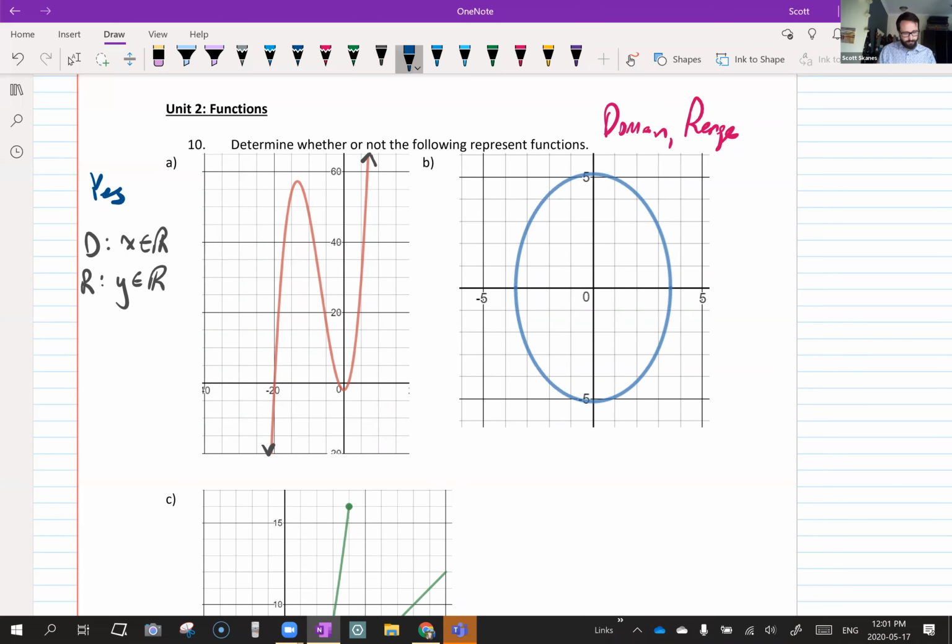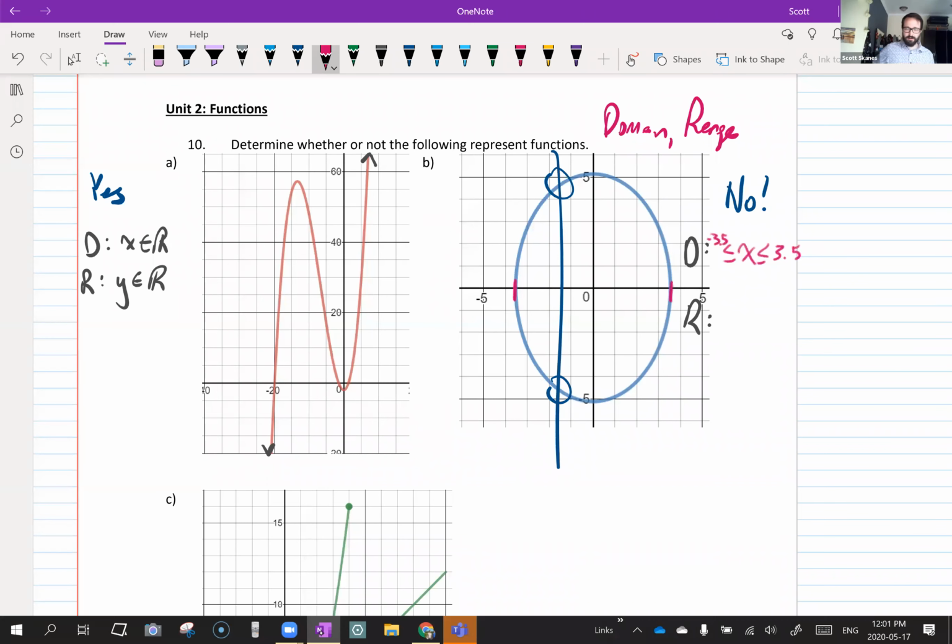Okay, B. Is it a function? Well, if I do the vertical line test, it touches twice. So definitely not. It's not a function. But it still has a domain and range. What's the domain? Well, what's the range? Well, the domain here are all the possible x values. So the smallest possible x value is down here. The biggest possible is around here. That's about 1, 2, 3, about 3.5. So x is smaller than 3.5 and bigger than negative 3.5.